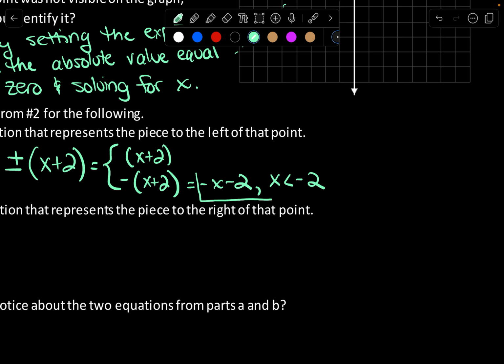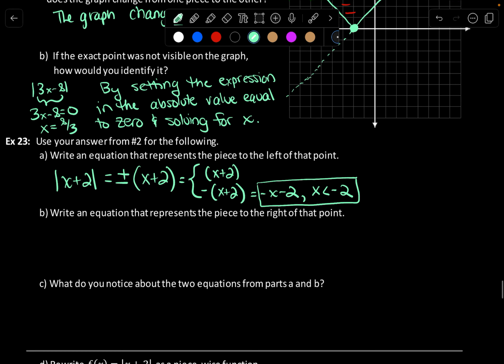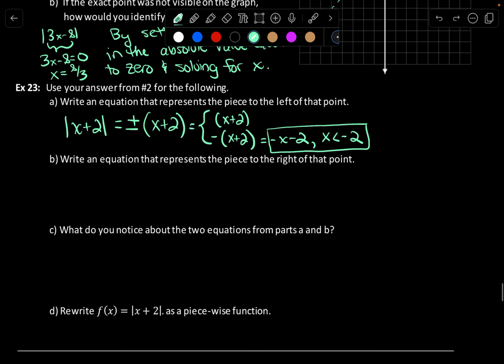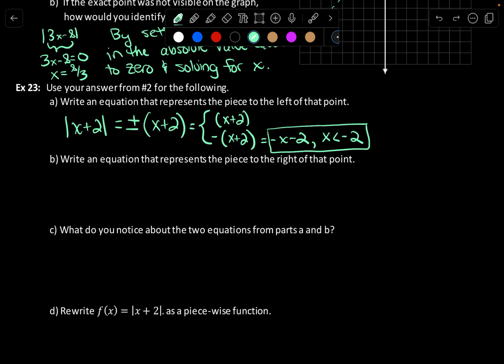So this is what you would want to write for that piece on the left side. You can do either this one or this one, it doesn't matter. However, you will see it distributed, and sometimes you won't, so you have to at least recognize both. Now it says write an equation that represents the piece to the right of that point.